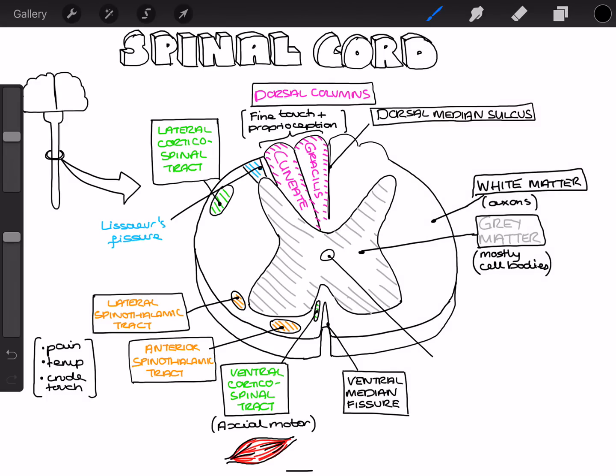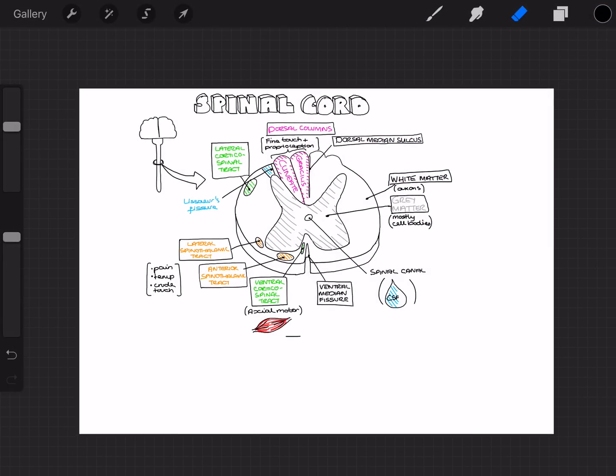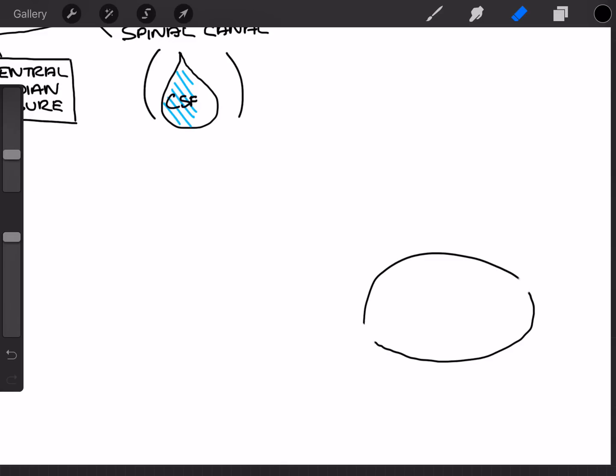Now what I'm drawing up here is Lissauer's fasciculus. I've labelled it fissure, but it's actually fasciculus. That's a mistake, sorry about that. And here in the middle we've got the spinal canal, and the spinal canal contains CSF.